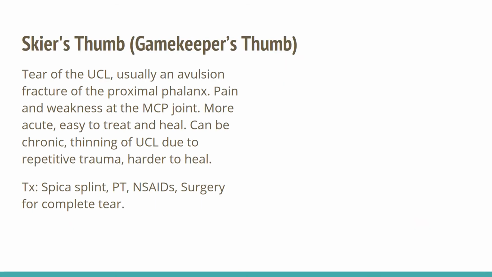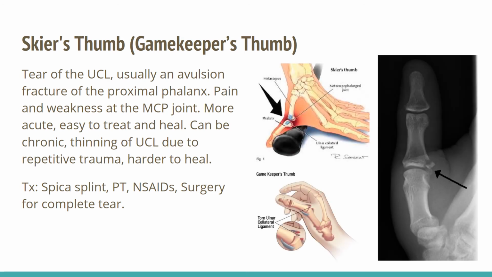Skier's thumb or gamekeeper's thumb. It's a tear of the ulnar collateral ligament, and usually leads to an avulsion fracture of the proximal phalanx of the thumb. Pain and weakness at the first metacarpophalangeal joint is common, so you can see the avulsion fracture here. More acute is easier to treat and heal. However, it can be chronic with thinning of the UCL due to repetitive trauma, and it's much harder to heal in those cases. Treatment includes spica splint, physical therapy, NSAIDs, surgery for complete tears maybe.